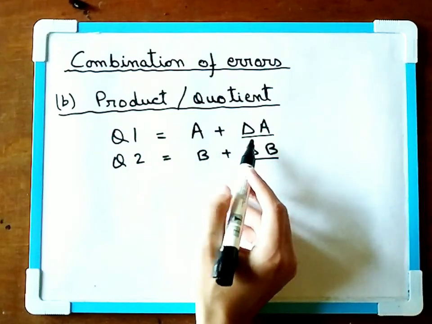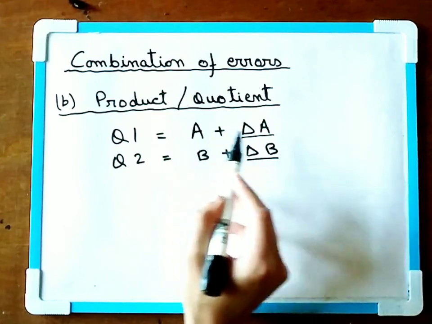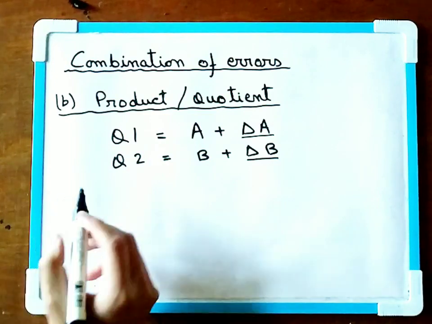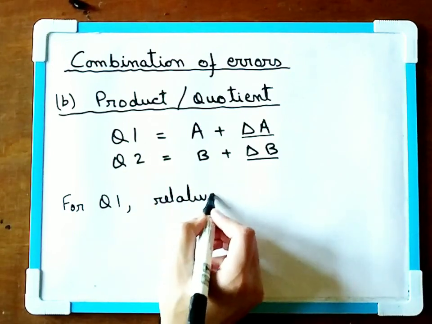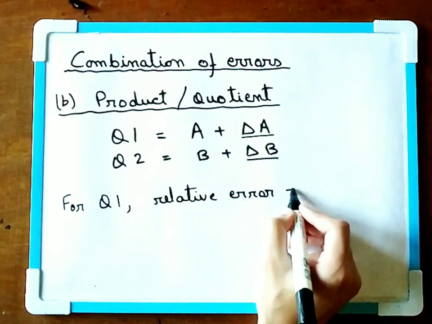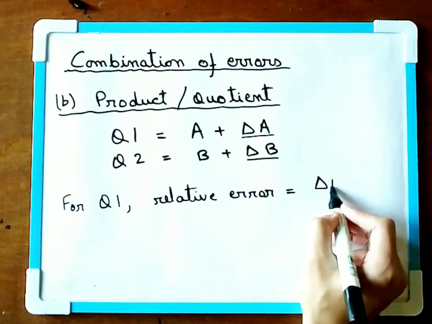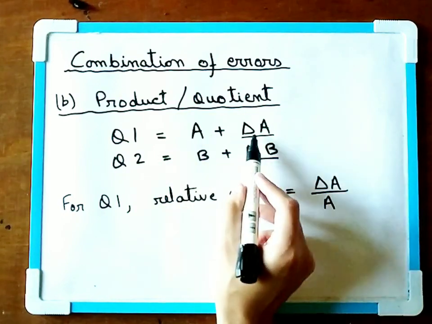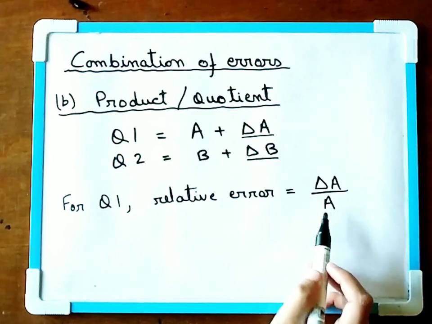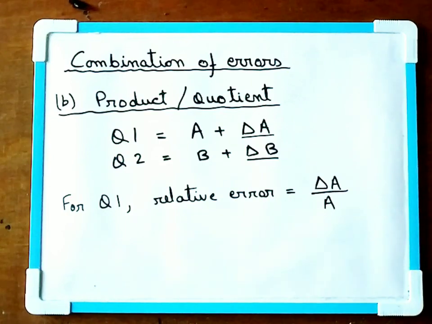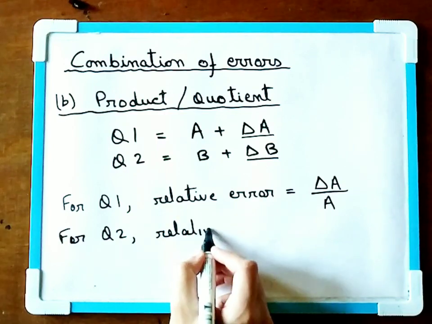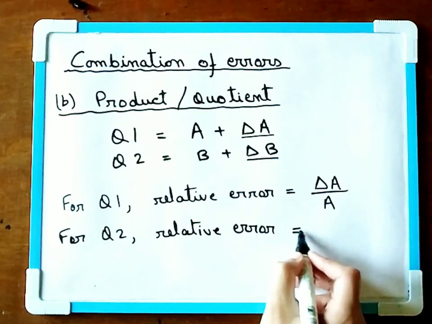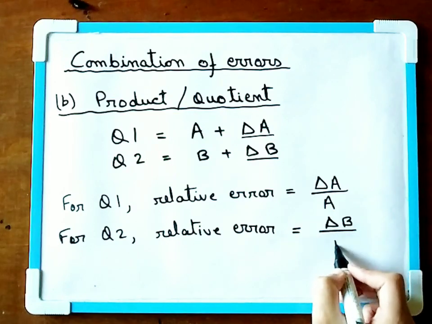So for example, what is the relative error of this quantity Q1? We know that this is the true value and this is the absolute error. So for Q1, the relative error will be equal to the absolute error divided by the true value. So here this is the true value, absolute error, so the relative error will be delta A divided by A. Now if we have forgotten this formula, you again revise the earlier lecture which I've given you on how to calculate the relative error. Now for quantity 2, the relative error will be equal to again absolute error divided by the true value.